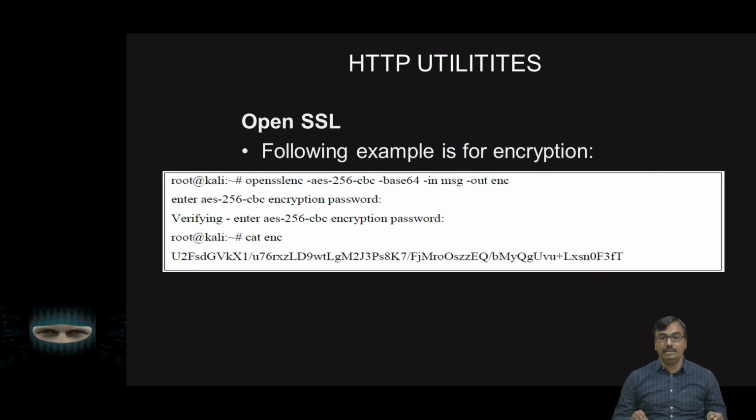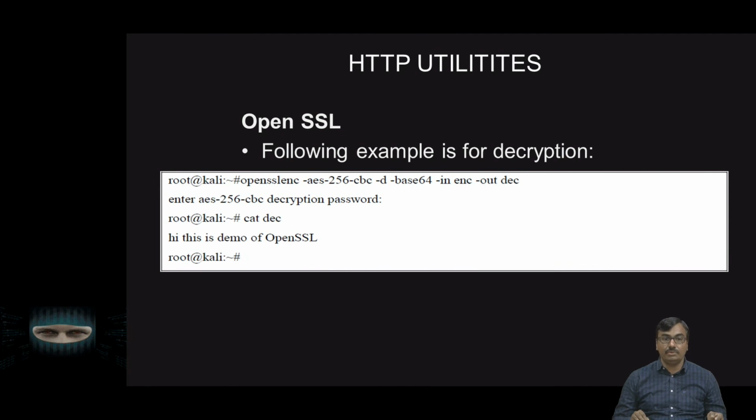Then we can use the cat command for displaying the enc file, that is the output file of OpenSSL, and through that you can see the encrypted text here. Now how to decrypt it? Again we use openssl enc with the same standard that we used in encryption. -d is for decryption, base64, and now the in parameter is enc and the out parameter is dec, that is decrypt. We have to enter the password for the decryption. Whatever password was given for the encryption, at that time we have to provide the same one.